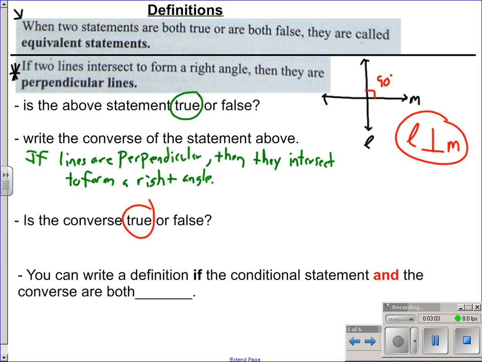So now what we have is an if-then statement and its converse that are both true. So these are equivalent statements. Basically means we could read it either way and it's still good. It's still true. It means the same stuff. So down here, you can write a definition. If, that's a big if, the conditional statement, that is what we started with up here, and bold and in red, it means it's important. So if the conditional statement and the converse are both true, if that situation happens, you got a definition.